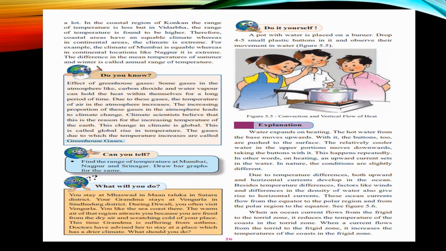As we have seen the Mumbai temperatures and we have compared them with the Nagpur temperatures. So in the coastal Konkan region, the range of temperature is less, but in Vidarbha, the range of temperature is found to be higher. है ना, कोंकण रीजन में टेम्परेचर कम रहता है बट विदर्भ में बहुत ज़्यादा होता है. Therefore, coastal areas have an equable climate, whereas in continental areas the climate is extreme. For example, the climate of Mumbai is equable, whereas in continental locations like Nagpur, it is extreme, है ना?